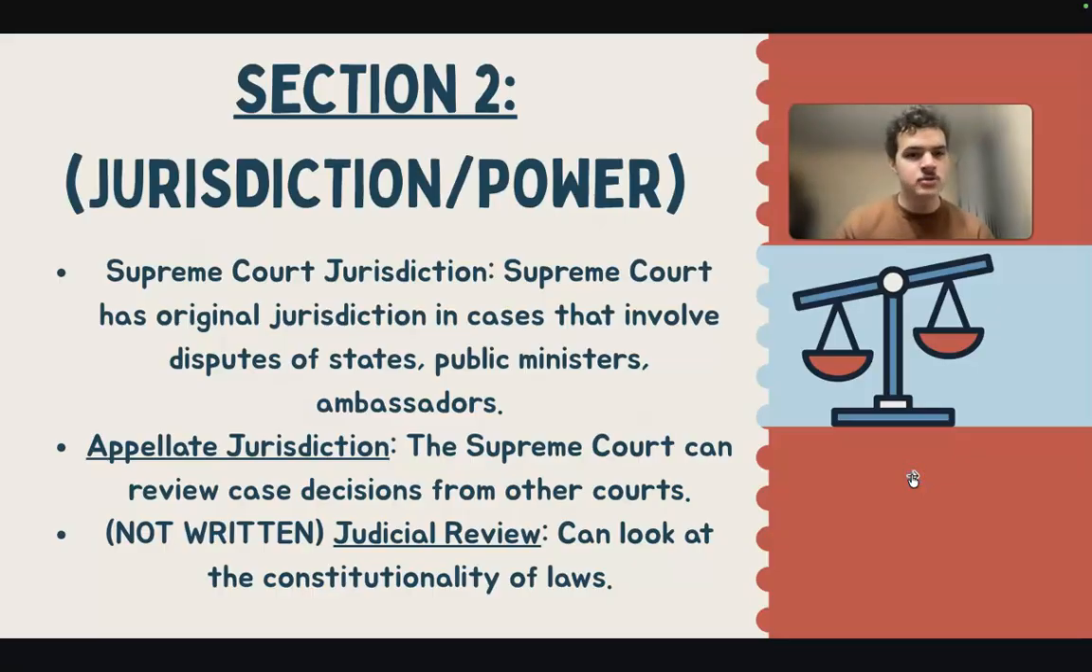So Section 2, jurisdiction and power. Supreme Court jurisdiction means it has original jurisdiction in all cases and disputes involving states, public ministers, and ambassadors. The Supreme Court has the highest level of jurisdiction. With appellate jurisdiction, the Supreme Court can review cases from other courts. And then it's not written in the Constitution, but judicial review, it can look at the constitutionality of laws.